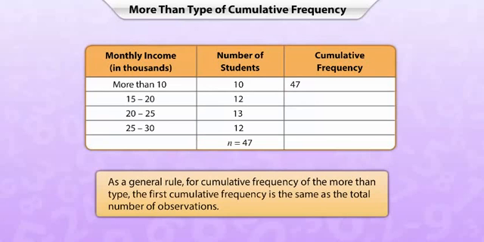As a general rule, for cumulative frequency of the more than type, the first cumulative frequency is the same as the total number of observations.